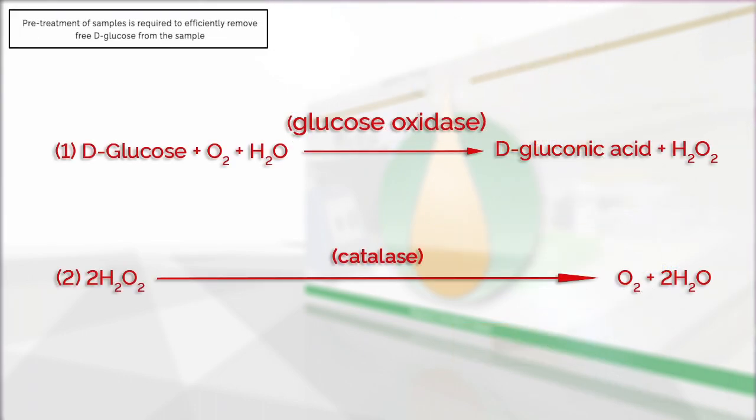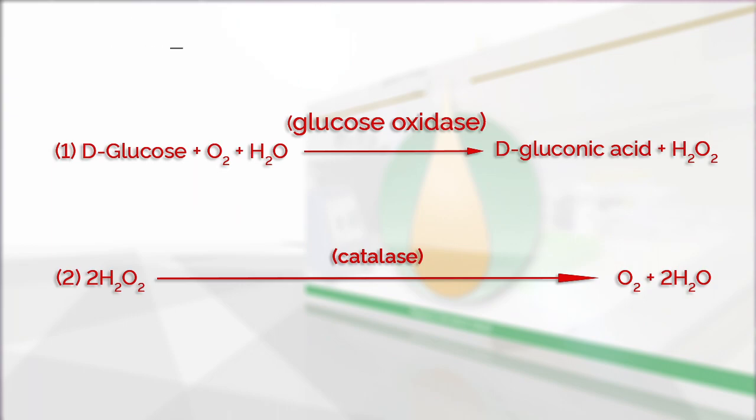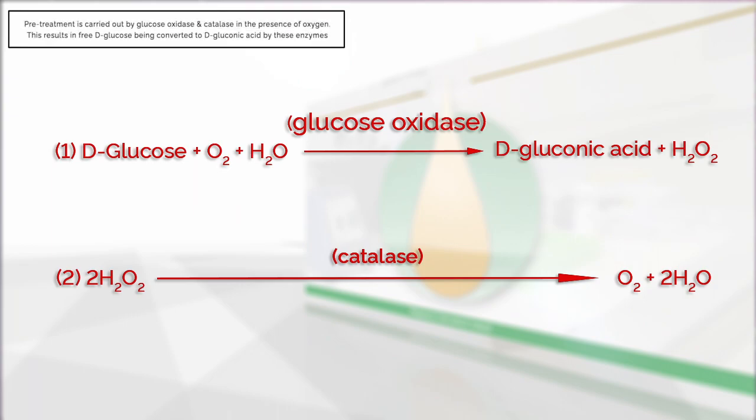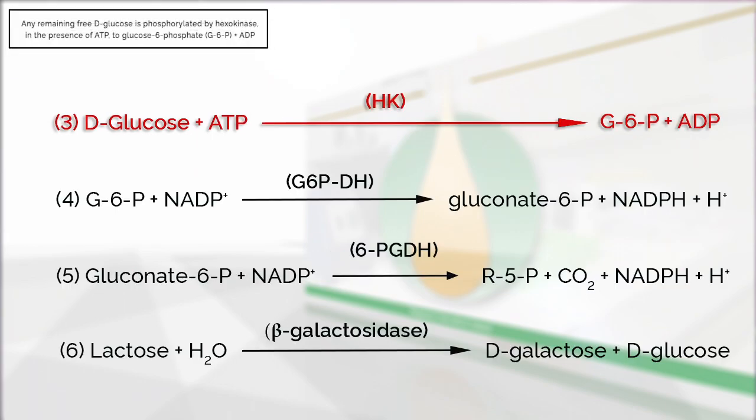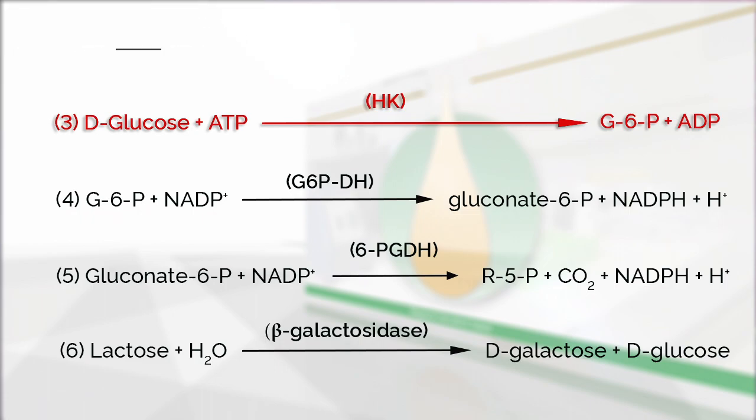Pre-treatment of low-lactose and lactose-free samples is required to efficiently remove free D-glucose from the sample. This is carried out by converting the free D-glucose to D-gluconic acid by the enzymes glucose oxidase and catalase in the presence of oxygen. Prior to lactose hydrolysis, any remaining free D-glucose is phosphorylated by hexokinase in the presence of ATP to glucose 6-phosphate plus ADP.